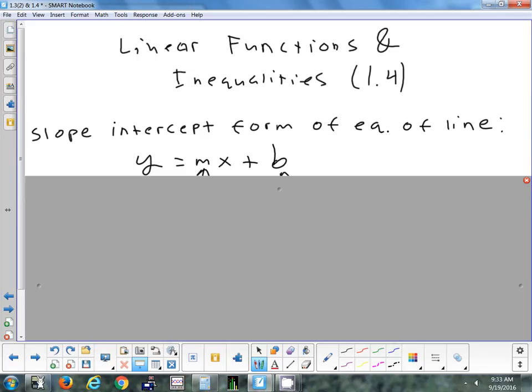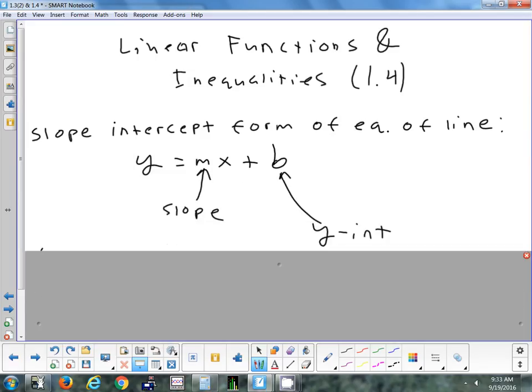Does anybody remember what m stands for? Slope. And how about b? The y-intercept. What is a y-intercept? What does that mean? Where x is 0. Exactly. It's where x is 0. It's where it crosses the y-axis.